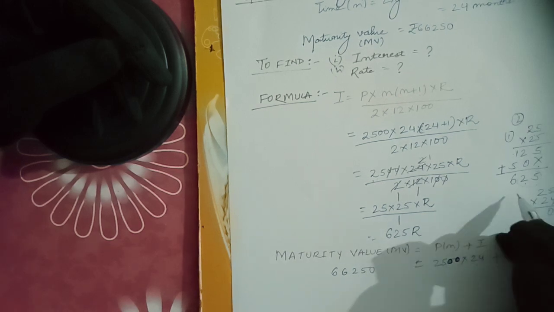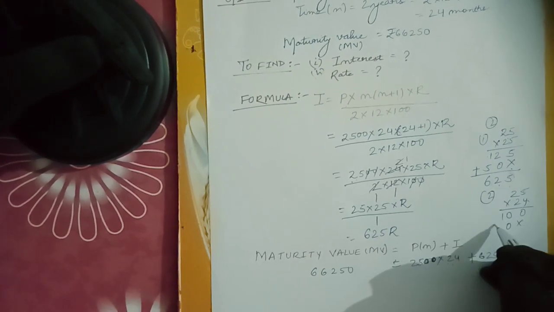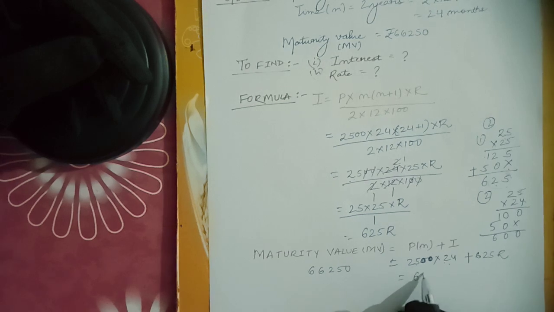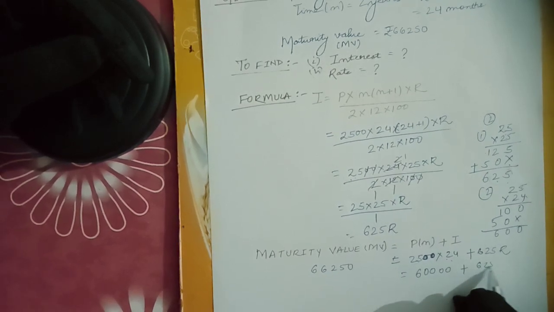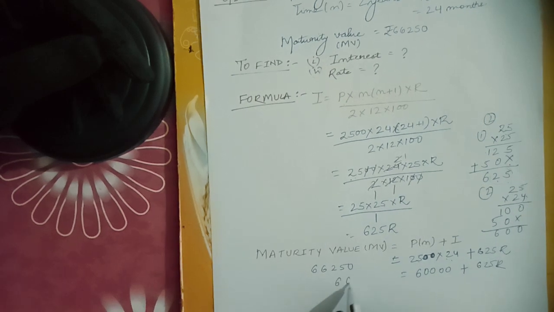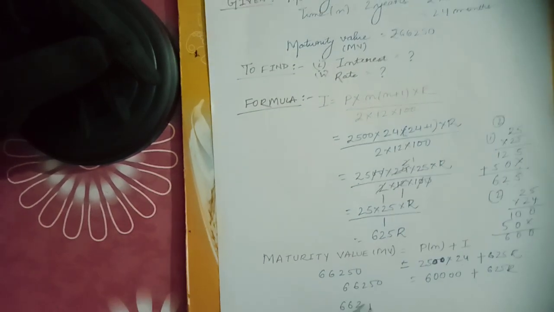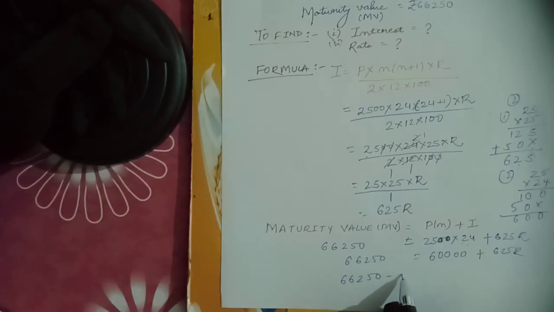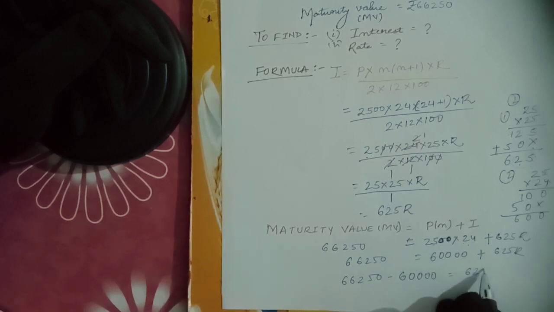Okay, 4 carry 2, 2 5s are 10, 1 carry and 0. So we have got 600, and with the 00 plus 625R, here it is 66250. Just transfer it over here. It is 66250 minus 6. How many zeros are there? 4. So 1, 2, 3, 4. Is equals to 625R.